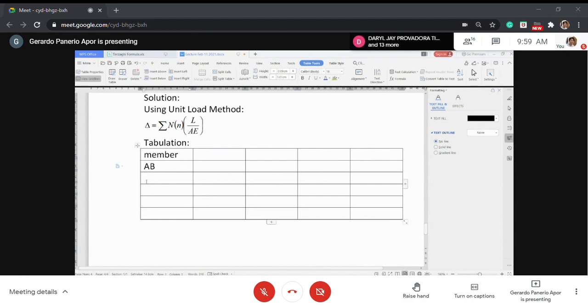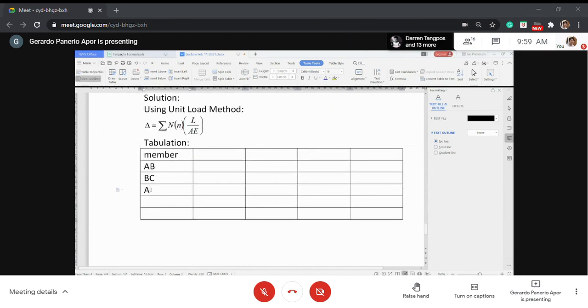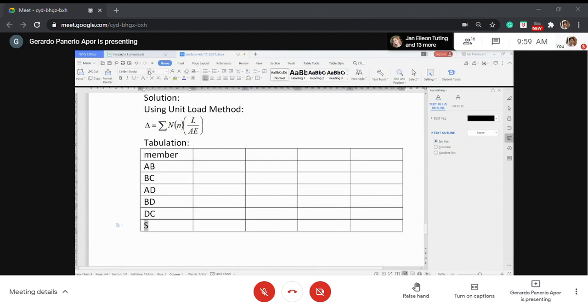You have AB, BC, AD and BD, ED, BD, and then you have DC. Now we need a row for the summation. So insert a row below. This will be for the summation because we need the summation here. Summation symbol, then we put that in the middle, and maybe color shade it with this color.